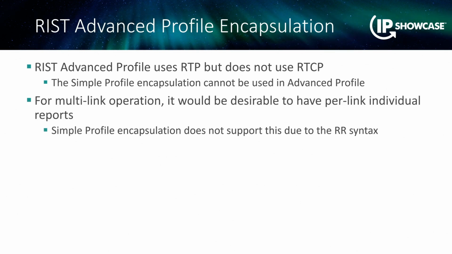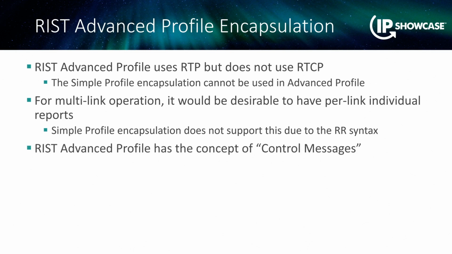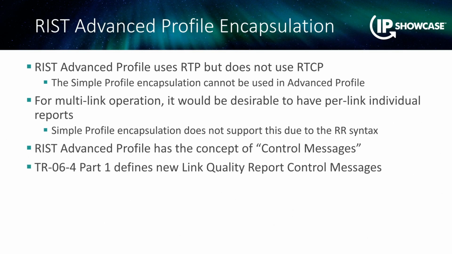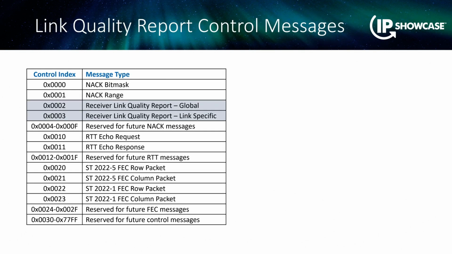Now, for multi-link operation, I told you it's desirable to have individual per-link reports, so you know how each individual link is doing. You cannot do that in simple profile. We didn't design that in simple profile, but here you can. RIST Advanced Profile has the concept of something called a control message, and that's where we decided to stick this in. We define new link quality report control messages. The payload's the same, but it's a new control message.